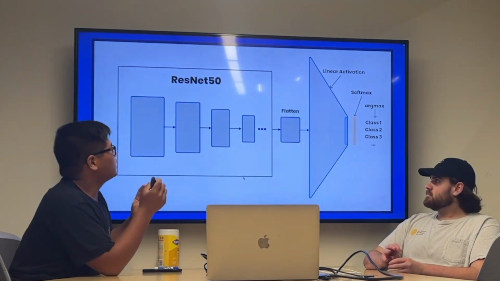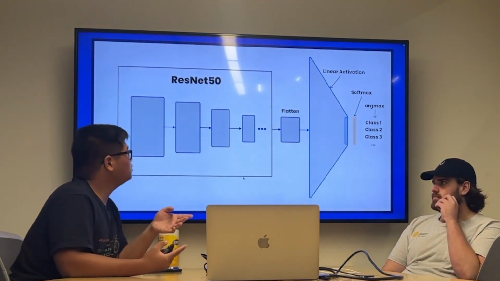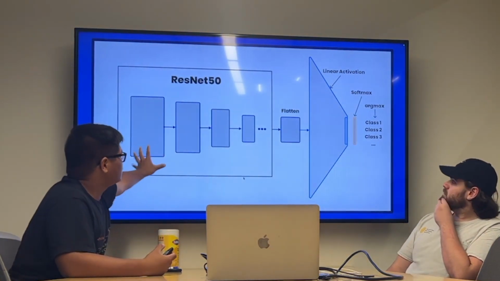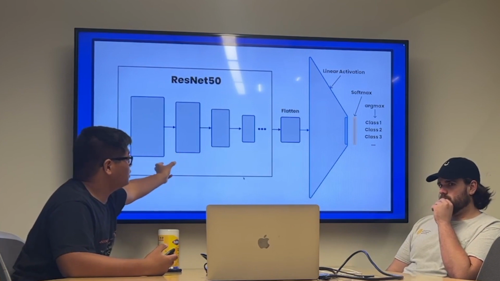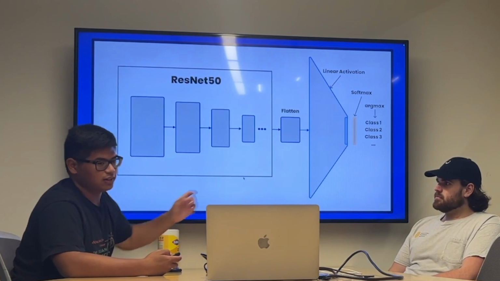And so in the most basic form of transfer learning for computer vision, specifically image classification, you take the backbone, freeze these layers, and then add your own classification head for your specific task.